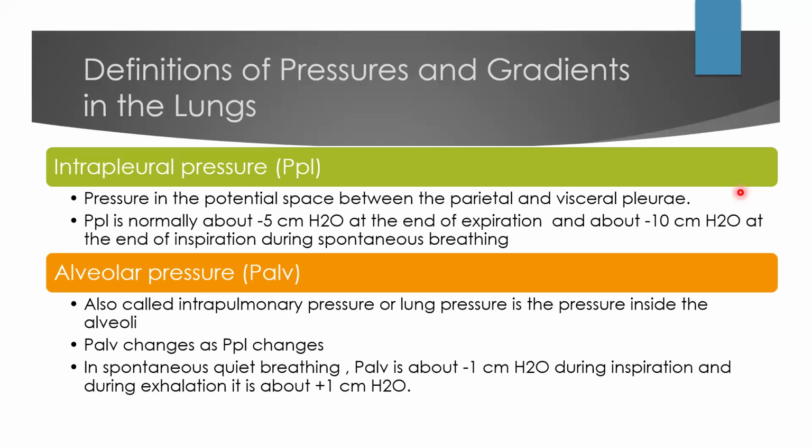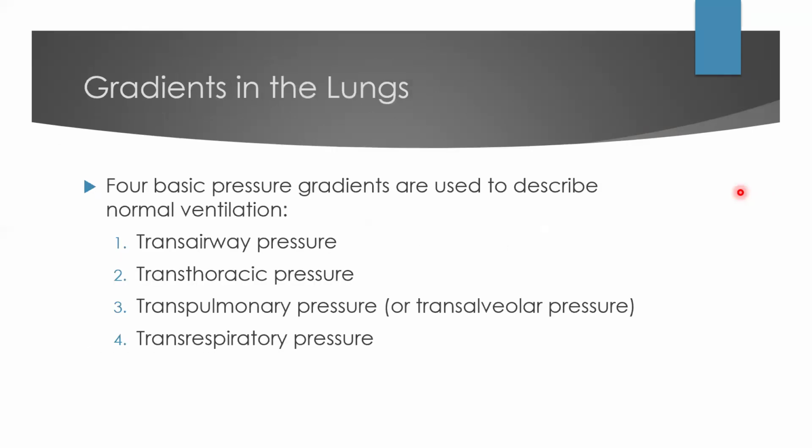Then next is the intrapleural pressure, which is a negative pressure that is existing between the two layers of the pleura. And next is the alveolar pressure, that is the pressure existing inside the alveoli. It is also called intrapulmonary. We also say that it is the pressure that is existing inside the lung. That is the lung pressure. That is also the alveolar pressure. So we understood there are four pressures.